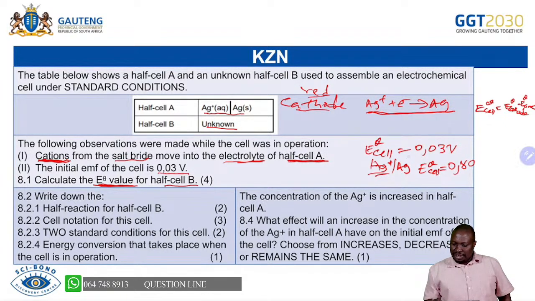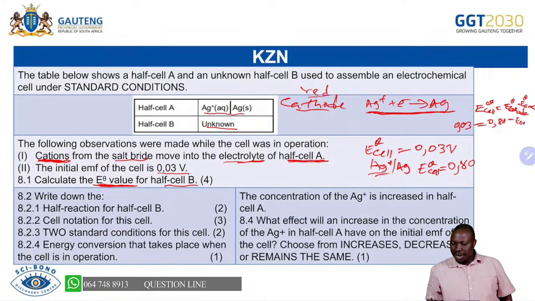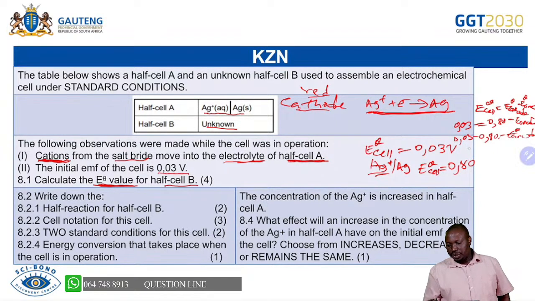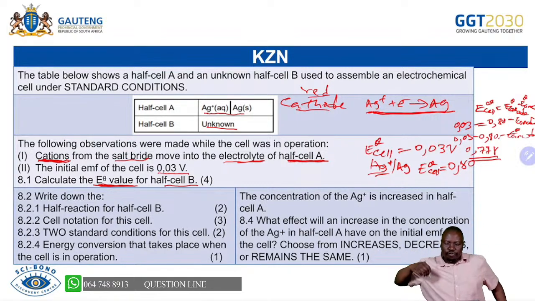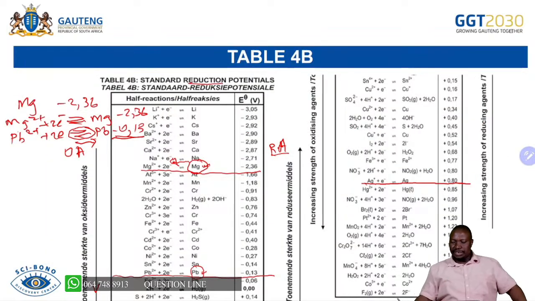We're given that E of a cell is 0,03. That is equals to E cathode. Our cathode, we said this is our cathode because the cations are moving towards it. So our cathode is 0,80. Then minus E anode. So we're going to find out what is our anode here. Nice question. You transpose, then you have 0,03 minus 0,80 equals to E anode. And if you use your calculator, 80 minus 3 is 77. So that will give you 0,77 volts. So you are able to go to your table and look for 0,77 volts, and then you will have identified the substance that we have there.